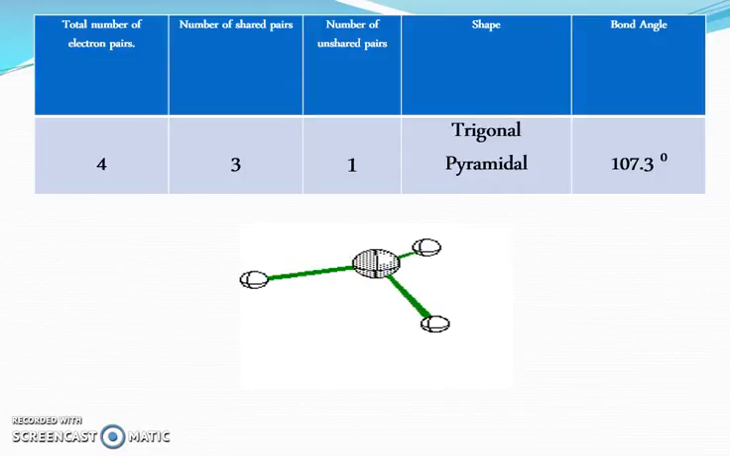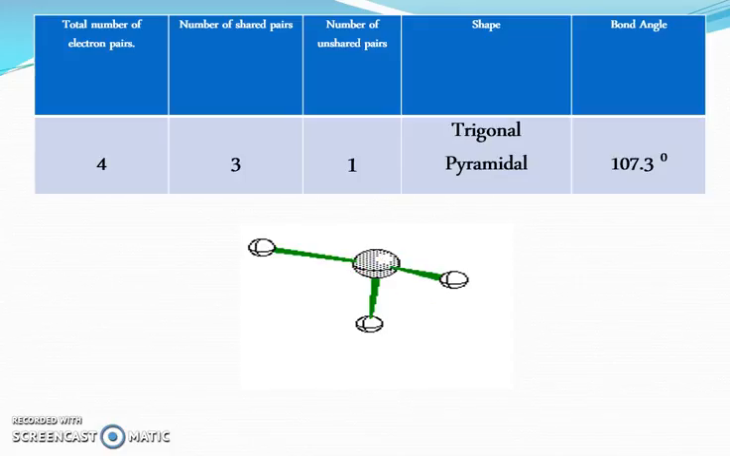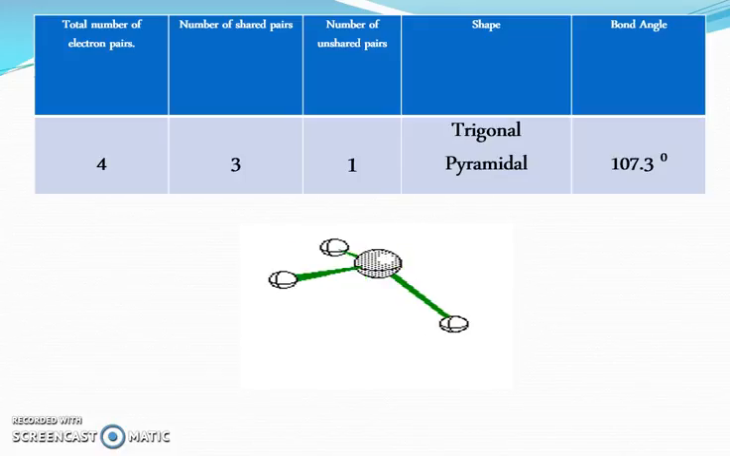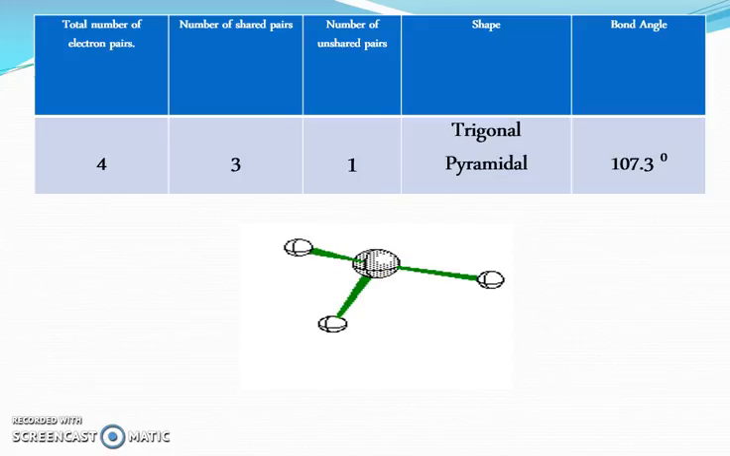Now, when we have 4 electron pairs, but 3 are shared and 1 is unshared, this becomes trigonal pyramidal. So it's kind of like the last one, except we have 1 unshared pair that we're not bonding with the other thing. So the actual angles here are 107.3 degrees. And if you notice, it just has the big one on top with 3 on the bottom.